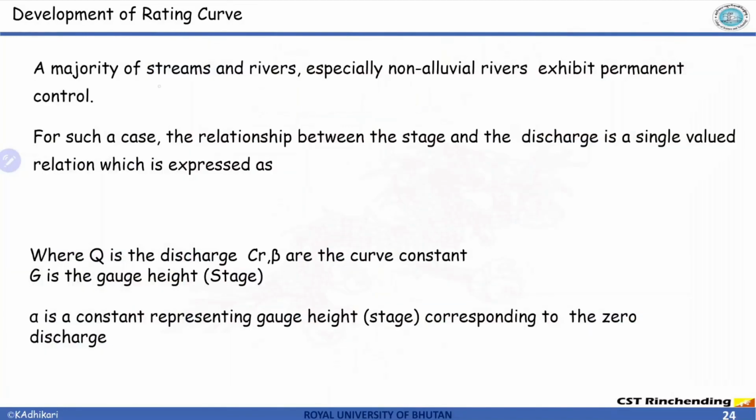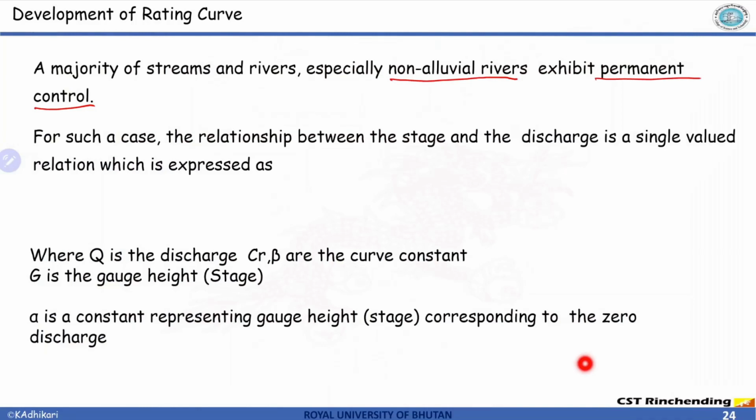A major resistance in rivers, especially non-alluvial rivers, exhibit permanent control, like I explained, right? That does not undergo heavy changes. If it undergoes heavy changes, then we call it shifting control. If it is not undergoing them, then it is the permanent control.